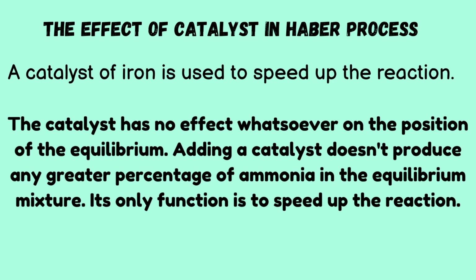The effect of catalyst in the Haber process. A catalyst of iron is used to speed up the reaction. The catalyst has no effect whatsoever on the position of the equilibrium. Adding a catalyst doesn't produce any greater percentage of ammonia in the equilibrium mixture. It only functions to speed up the reaction.